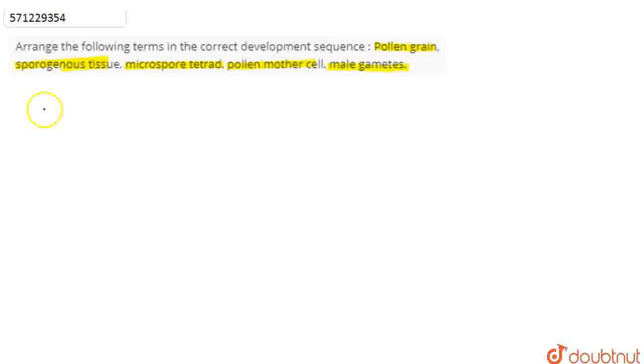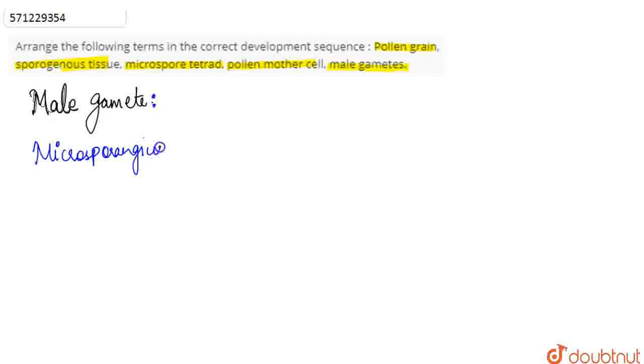So here we simply have to describe the correct developmental sequence of a male gamete. What happens in this development is that each microsporangium, in simple words, is the pollen sac, which is a bilobed structure.